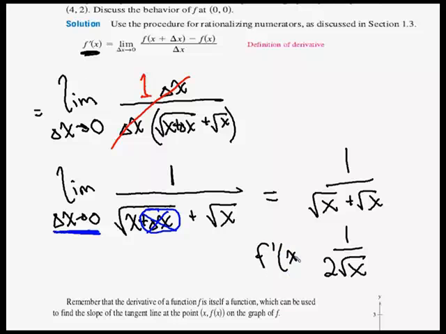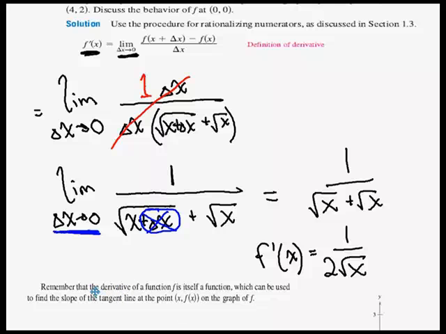F prime of x. We set up our limit, we simplified, we applied the limit, we let delta x go to 0, and this is what we were left with: 1 over 2 times the square root of x. And again, I cannot hammer this home enough: remember, the derivative of a function is a function.